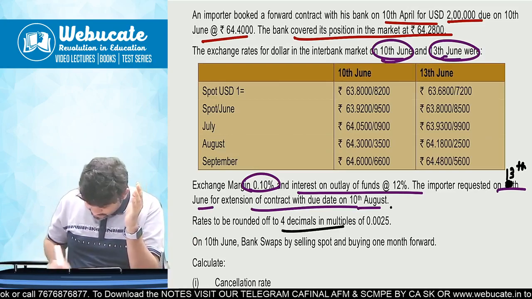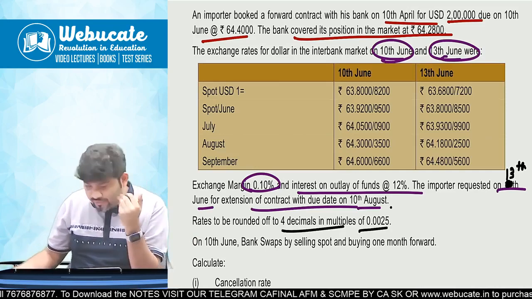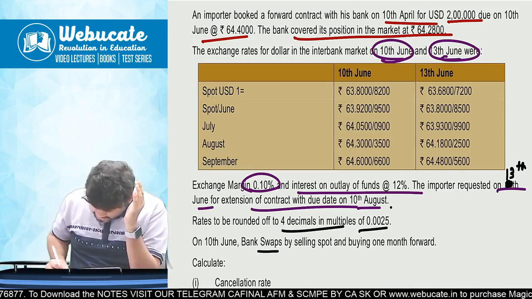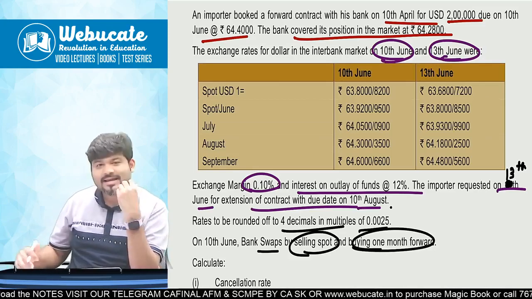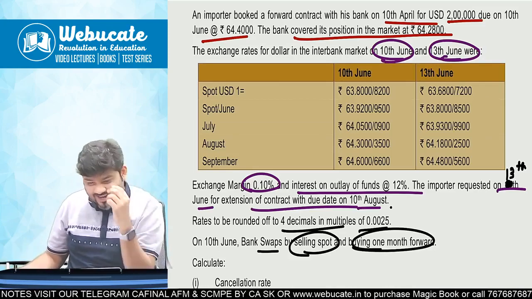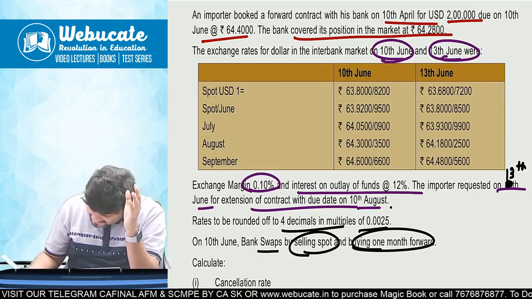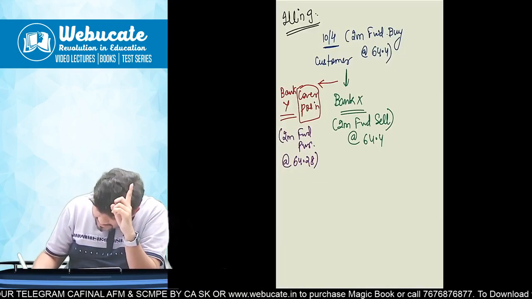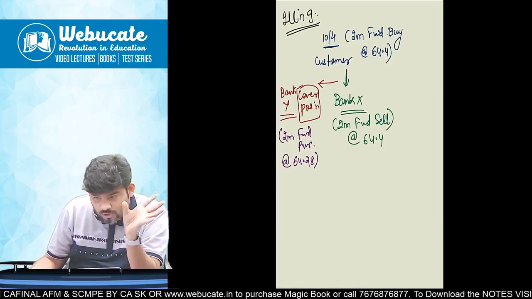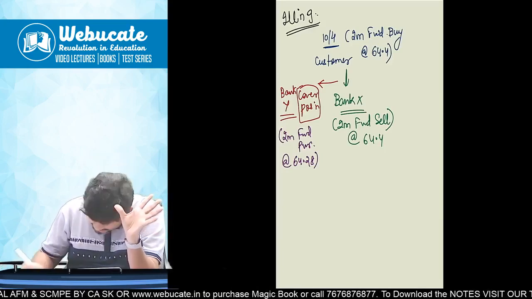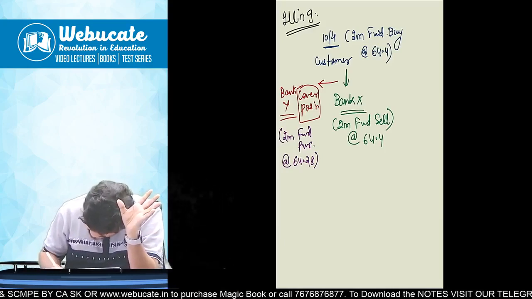Rate should be rounded off for 4 decimals in 0.0025. On 10th June, bank swaps by selling spot and buying 1 month forward. Calculate cancellation rate. Now, let's start. What happens is this. See, ideally, he should have come on 10th June because the whole contract is expiring on 10th June. Correct? So, let's write down here. Due date.